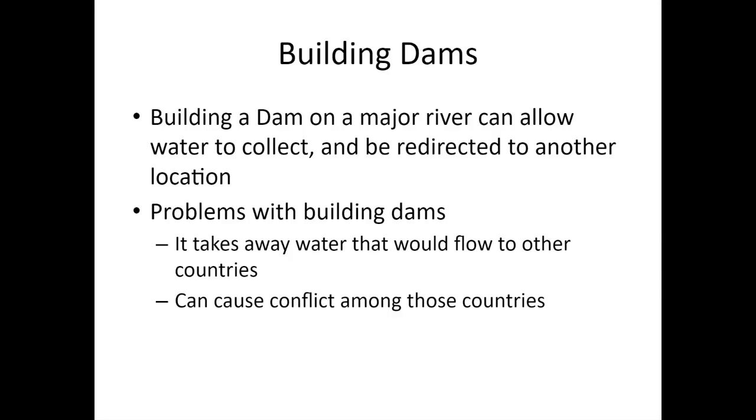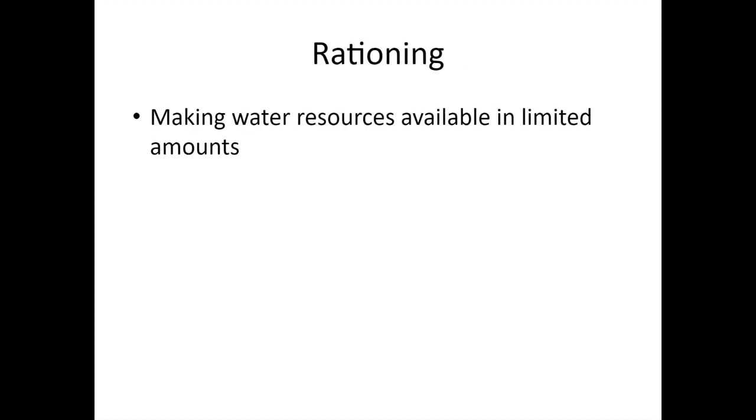Building dams. Building a dam on a major river can allow water to collect and be redirected to another location. Some problems with building dams include it takes water away that would flow to other countries, and if you take water away from those countries, it can cause conflict. Rationing. Making water sources available in limited amounts.